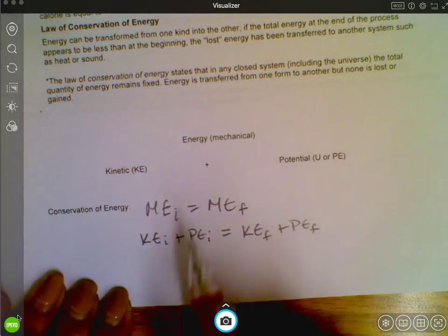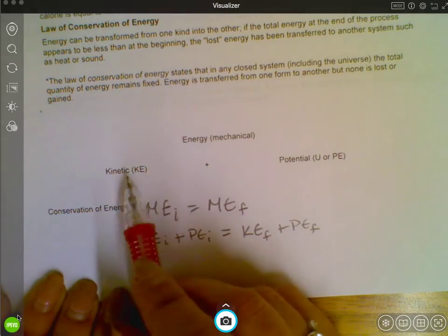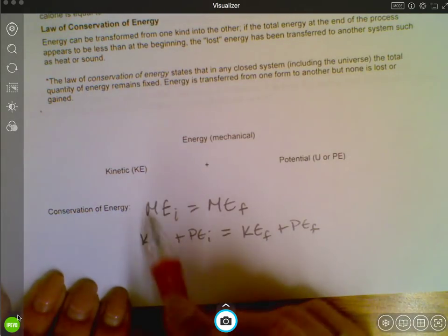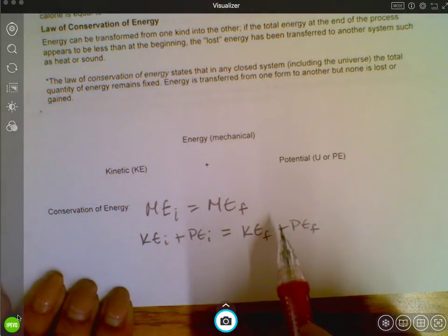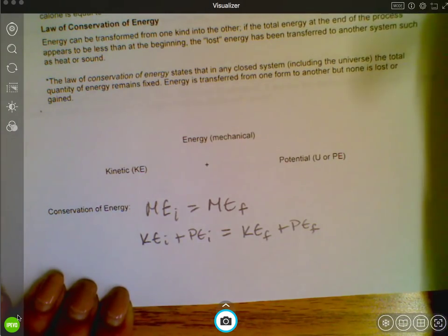But conservation of energy is a very simple equation. It just means that the total mechanical energy, meaning the kinetic and the potential, all the total energy before equals all the total energy after. That's what this equation says. So we're going to be using that to solve problems.